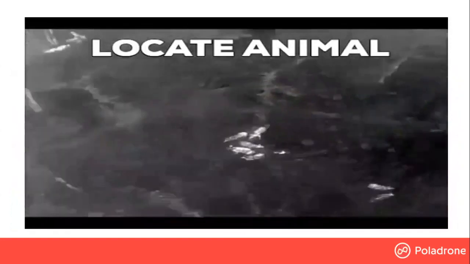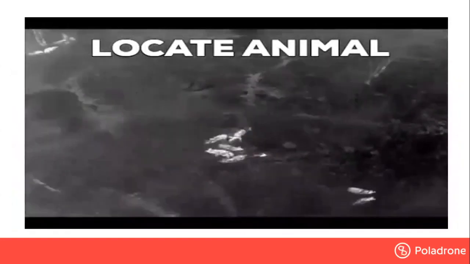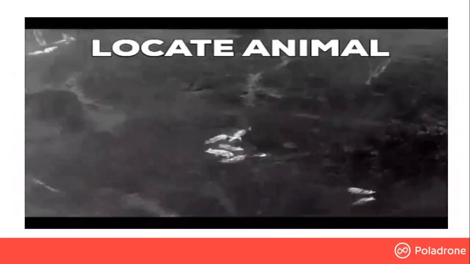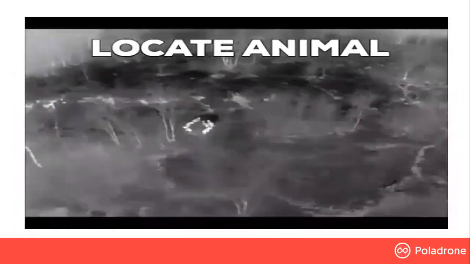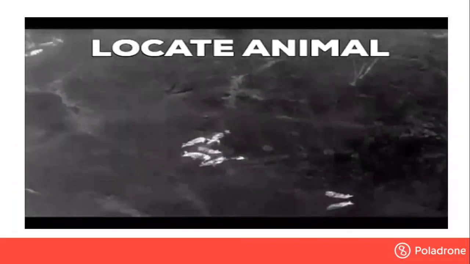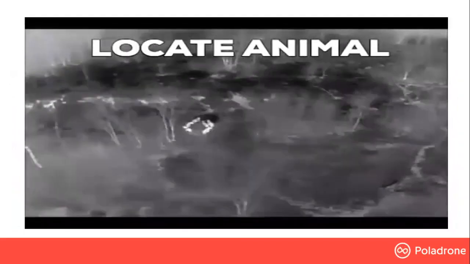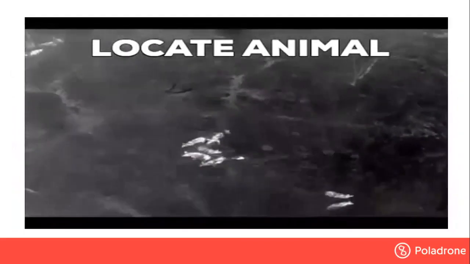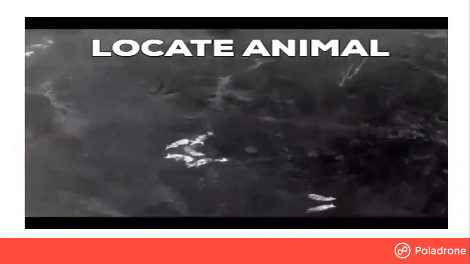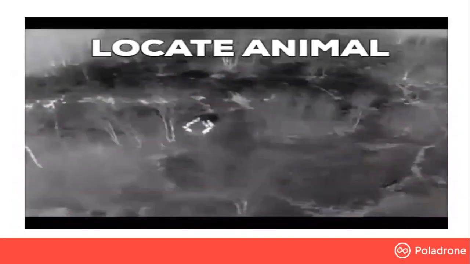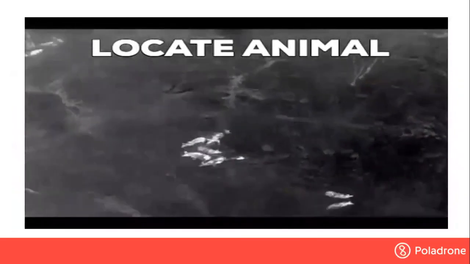And also it can help to locate animals. Basically, this is used in some areas where farmers have elephants that go into their area. They cannot see at night, so they use thermal imaging to help locate the animal to ensure the safety of the people around the farm. So this is the second function: locating animals by using thermal imaging.